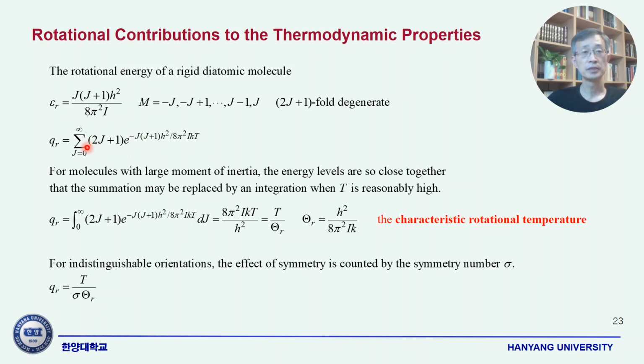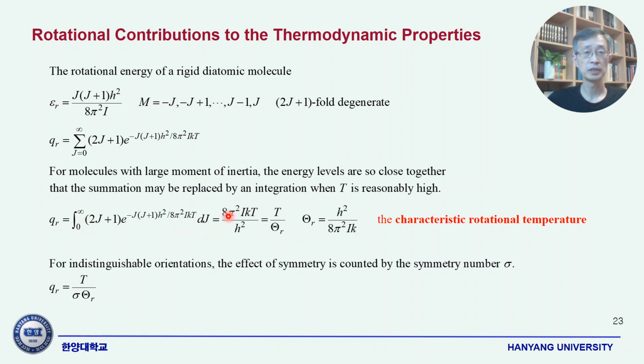And then this (j+1) h² over 8π²Ik is very small compared to T. So the total thing is kind of small, so for each j it could be considered a kind of continuous variable. Instead of this summation, we just make it an integral from 0 to infinity, with respect to dj. So we integrate this from 0 to infinity.